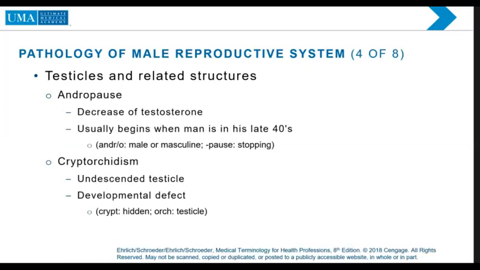Next, let's look at some conditions associated with the testicles and the related structures. Andropause is a decrease of testosterone. It usually begins when a male is in his late 40s. Andro, you see there, means male or masculine, and of course pause means stopping. So, andropause.